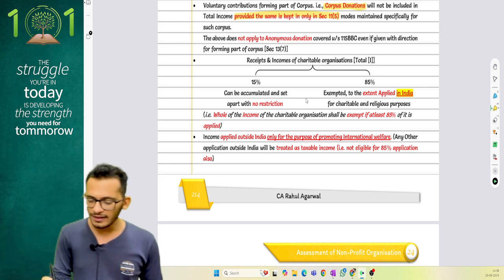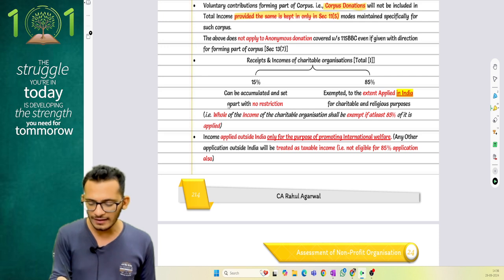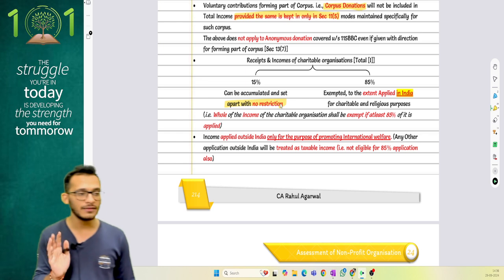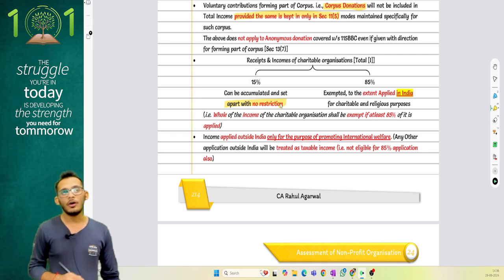Second item, they're coming and saying any other receipts which you have, you will now allow 15% of that as accumulated or set apart without any restriction. No restrictions will be given on those. Every other income will have to be applied for the purpose of Indian operations.